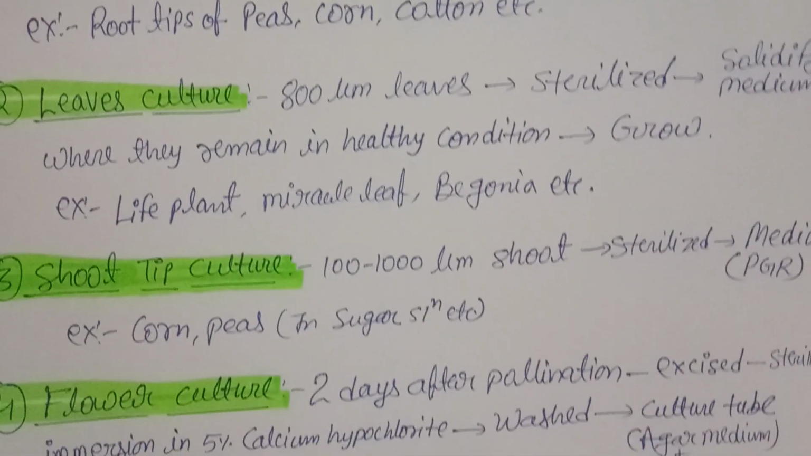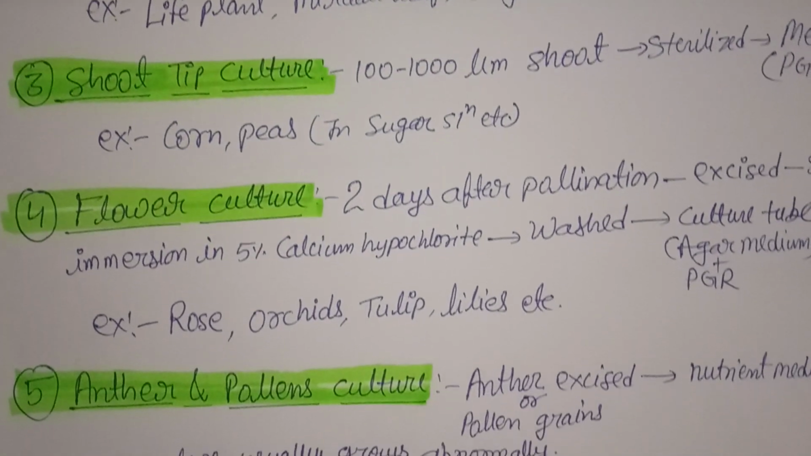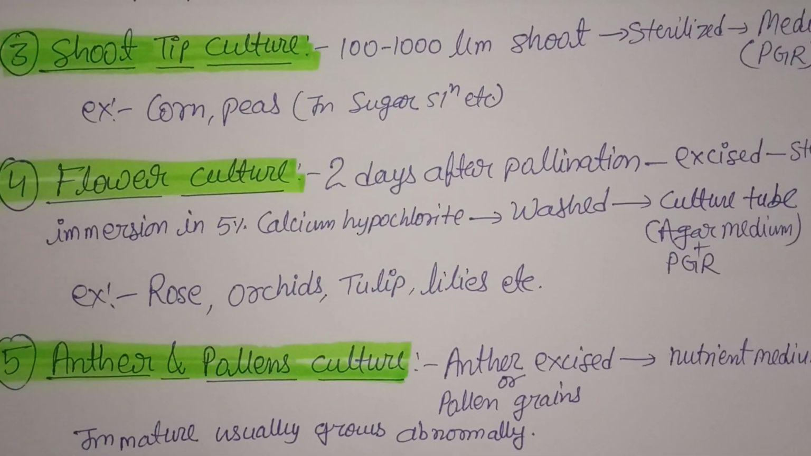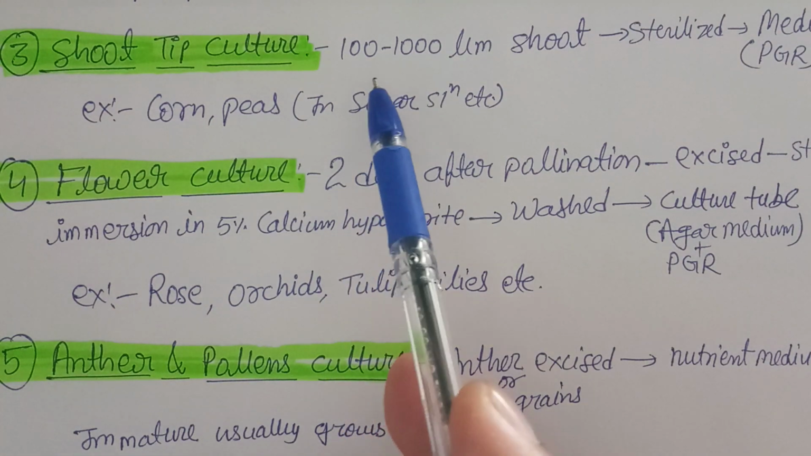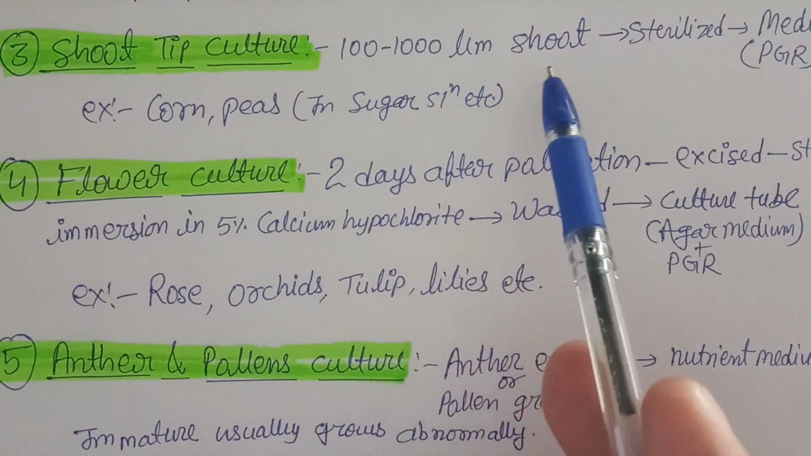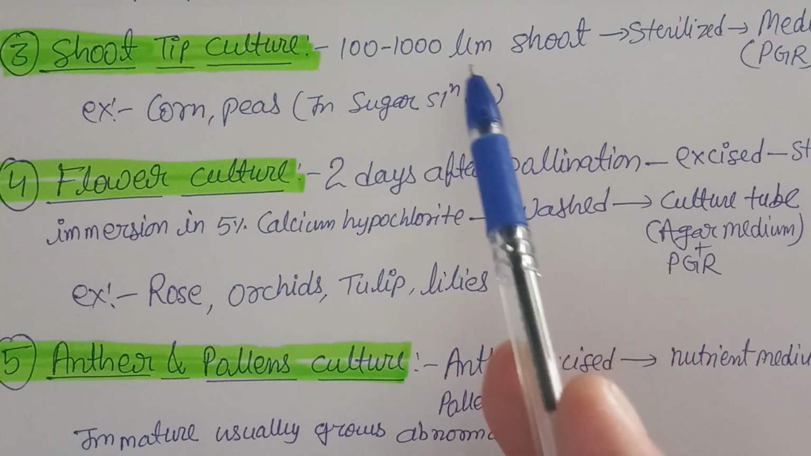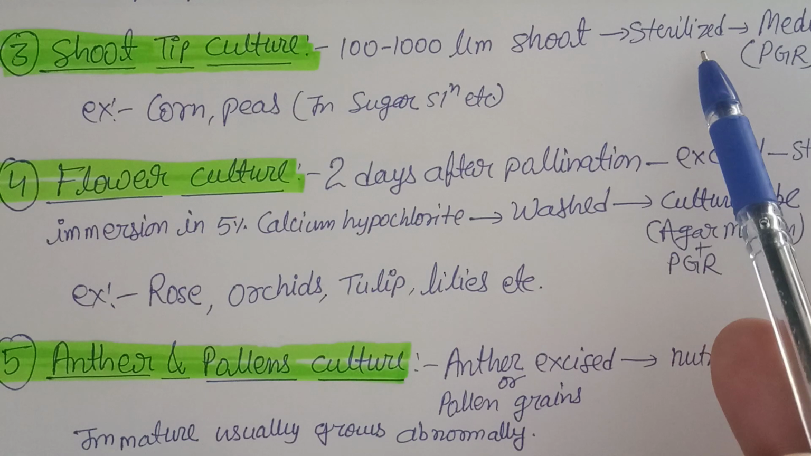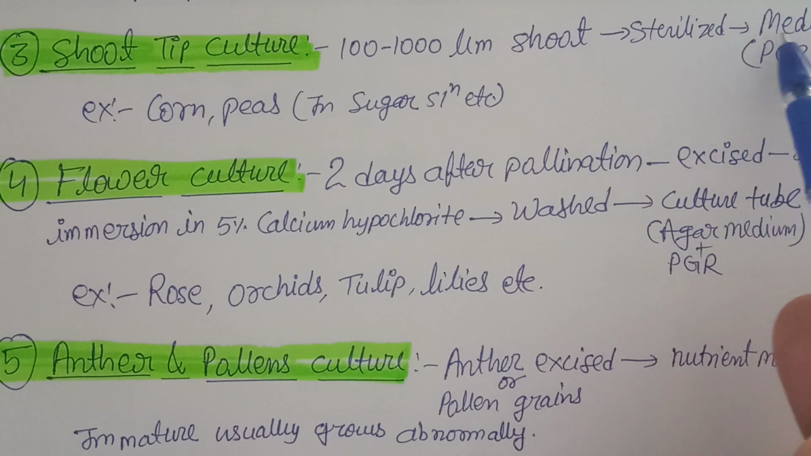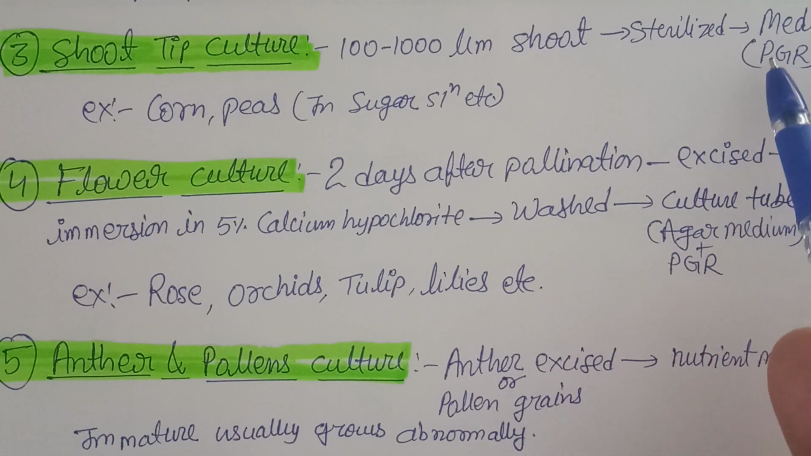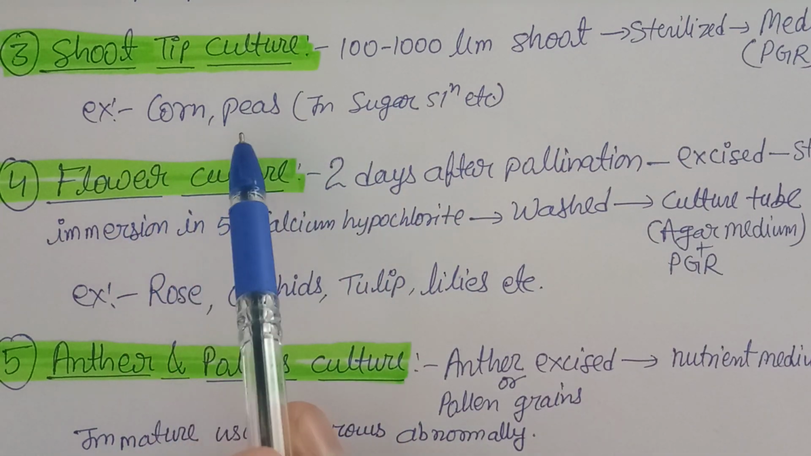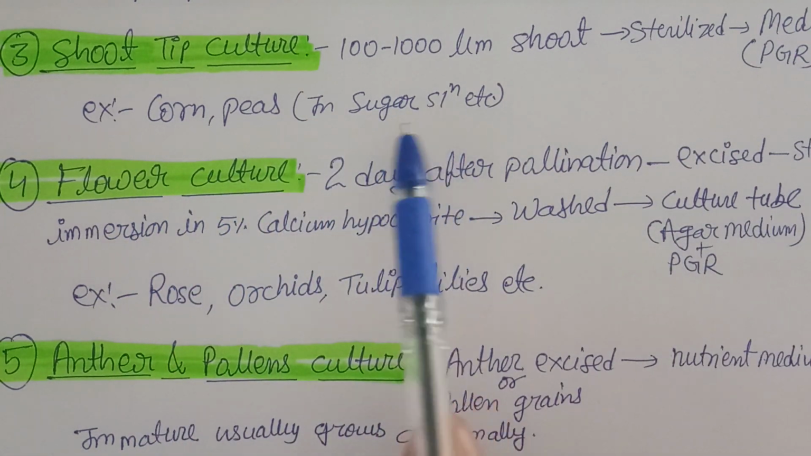Now the third one which we are going to mention here is the shoot tip culture, right? When we talk about shoot tip culture, we are going to use a 100 to 1000 micrometer shoot, that is the minimum size required to grow a new plant. Then again we are going to sterilize, and put them into the medium where plant growth regulator can also be added. This we do in the case of corn, peas, in sugar solution, etc.